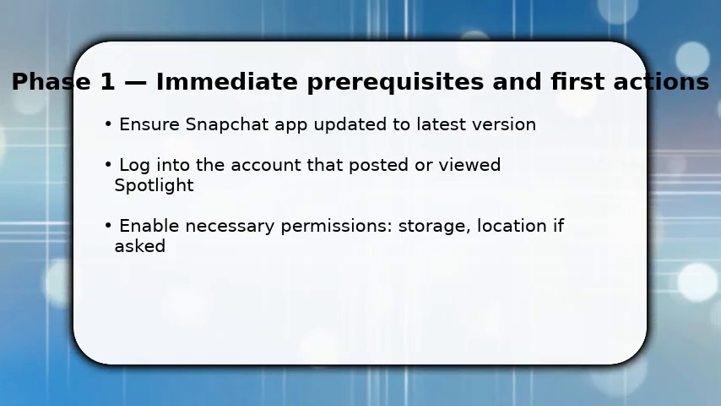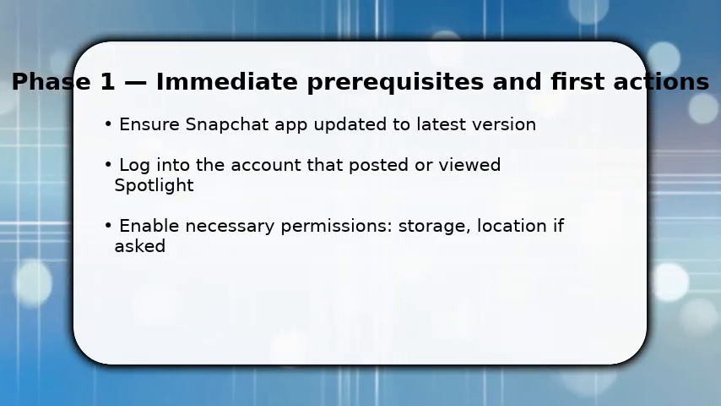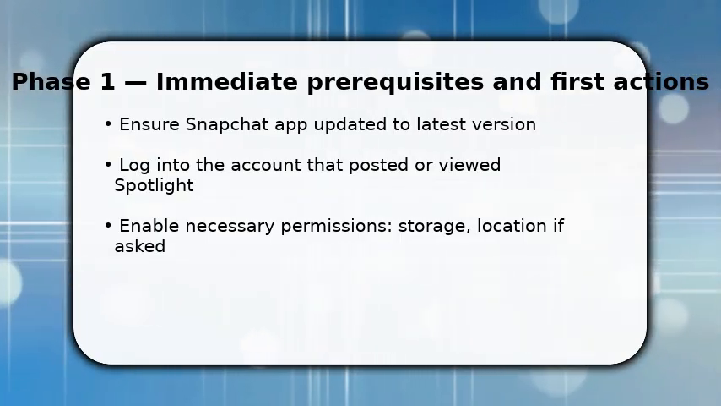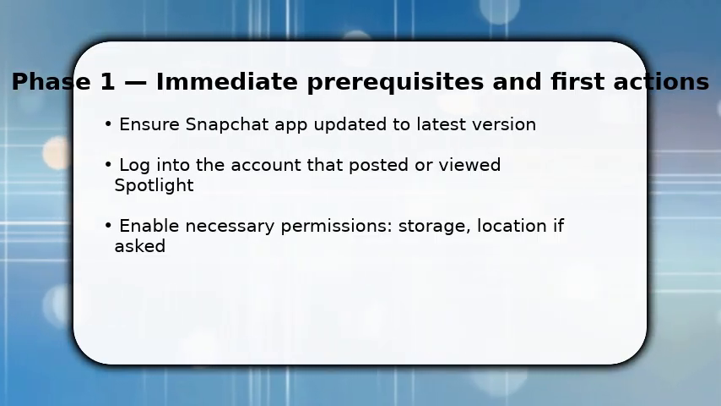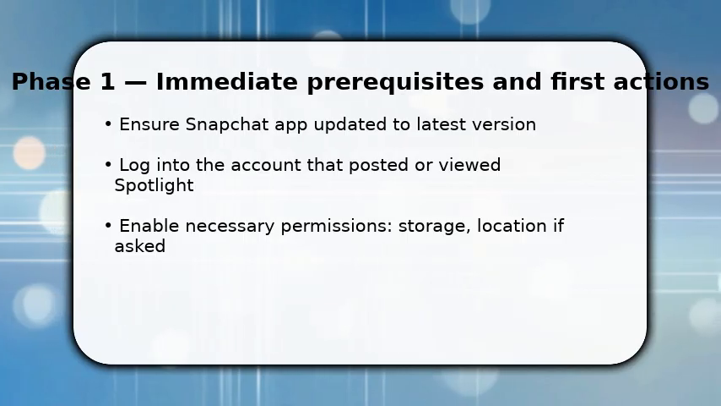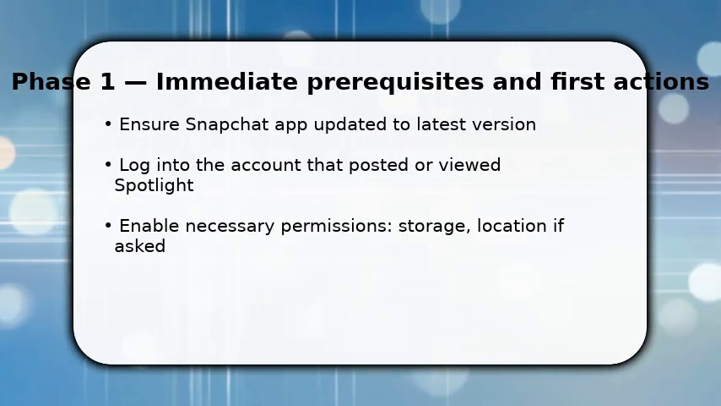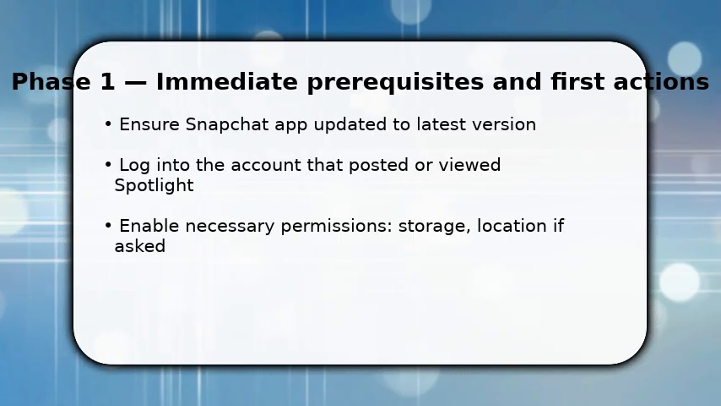You'll start by opening Snapchat and confirming you're logged into the correct account. This matters because Spotlight history ties to account activity. Once done, make sure the app is updated and storage permissions are allowed so Snapchat can show cached activity.